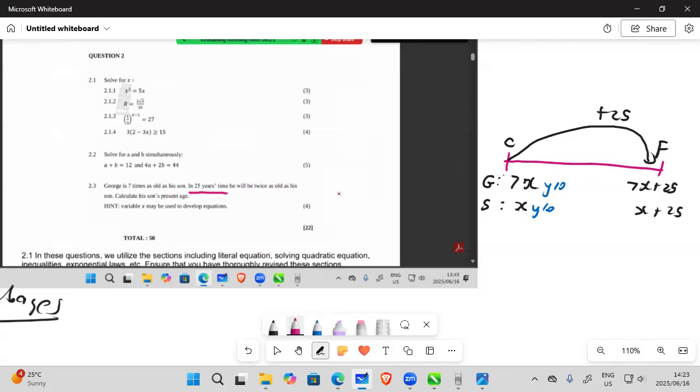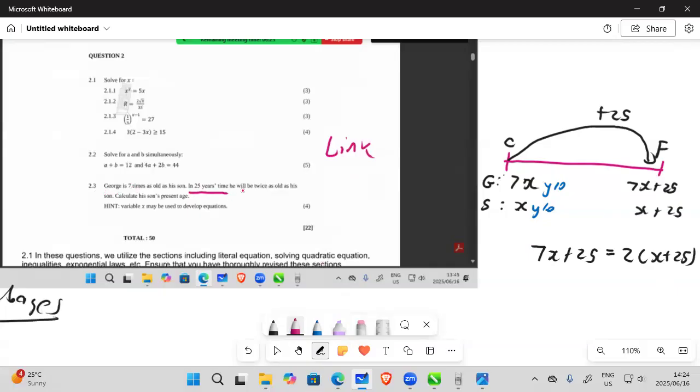You know what that means? It means in the future, at this point, he will be twice. So it'll be George's future age, this is a number, not a variable, will be the same as 2 times his son's future age, which will be 2 times this number. This is something years old. That's something years old, right? And you know why this is so powerful? When you're working with word problems, there has to be a link in the question.